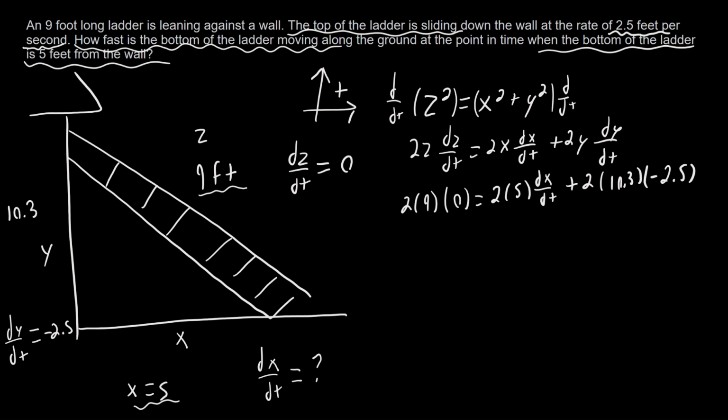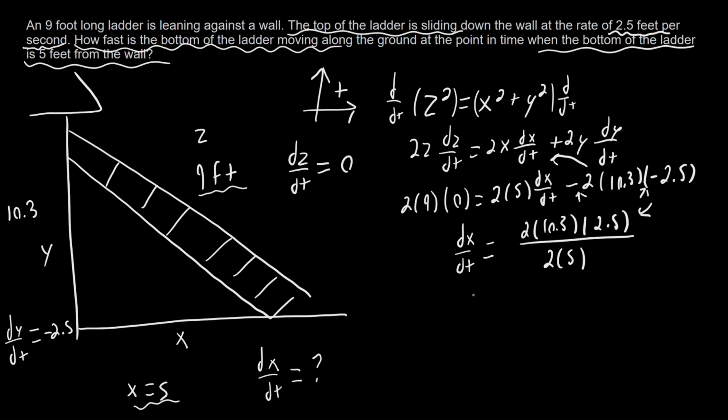So isolating for dx over dt, we're going to get 2 times 10.3 times 2.5 over 2 times 5. So the top is positive because when you bring this over to the other side, instead of positive, it's going to be negative, and then negative times negative is positive. So you should be able to work that out. So dx over dt equals 5.15. And again, looking at the units, it should be in feet per second.